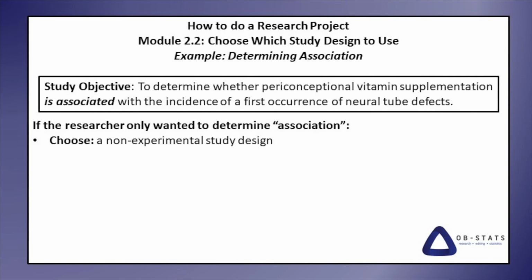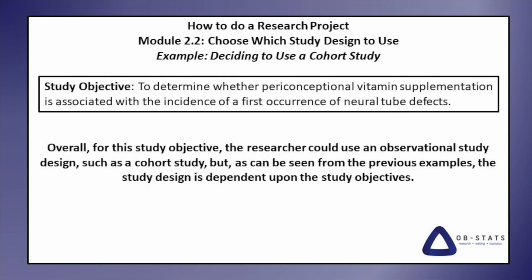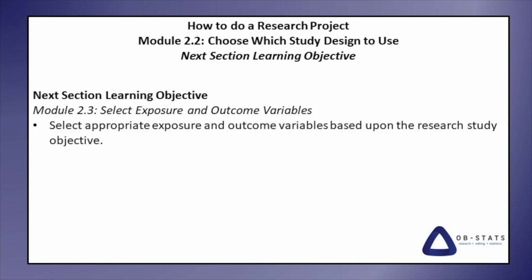Finally, we will imagine that the study objective was to determine whether periconceptional vitamin supplementation is associated with, rather than can reduce, the incidence of a first occurrence of neural tube defects. If, in this case, the researcher only wanted to determine association, the researcher would choose a non-experimental study design. Overall, for this study objective, the researcher could use an observational study design, such as a cohort study, but, as can be seen from the previous examples, the study design is dependent upon the study objectives. The learning objective for this module is to select appropriate exposure and outcome variables based upon the research study objective.